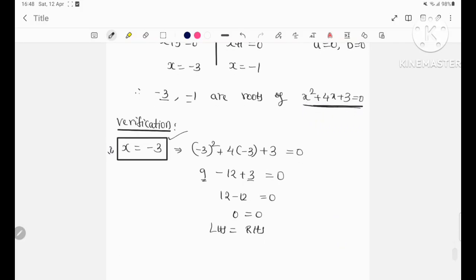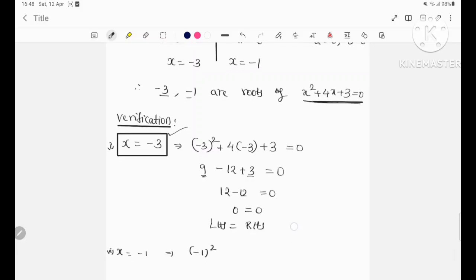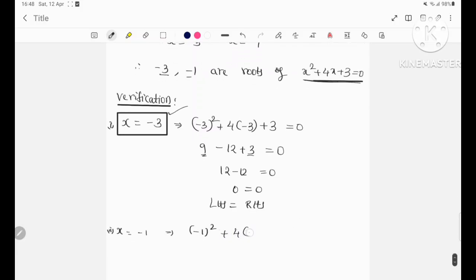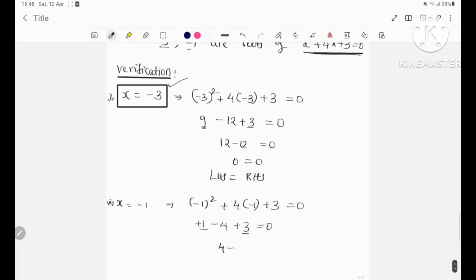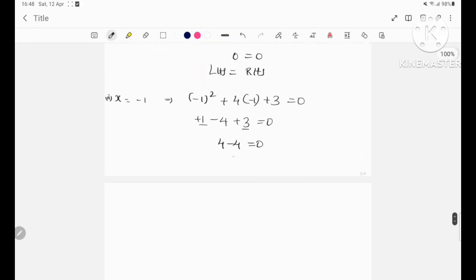Similarly, x equal to minus 1 also we can substitute. So minus 1 whole square plus 4 into minus 1 plus 3 equal to 0. Minus 1 whole square is plus 1, plus 4 into minus 1 is minus 4, plus 3 equal to 0. So 1 plus 3 is 4, 4 minus 4 equal to 0. So 4 minus 4 is 0. So 0 equal to 0. Here also LHS equal to RHS.